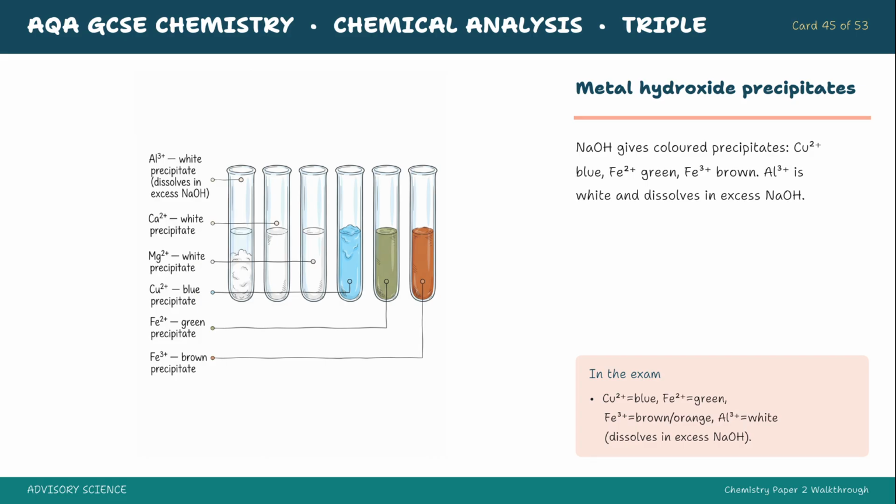The transition metals give colours. Copper 2 gives a blue precipitate, iron 2 gives a green precipitate, and iron 3 gives a brown precipitate. In the exam, for the 3 white precipitates, add excess sodium hydroxide to separate them. Only aluminium hydroxide redissolves. Learn the 3 coloured ones precisely: copper blue, iron 2 green, and iron 3 brown.